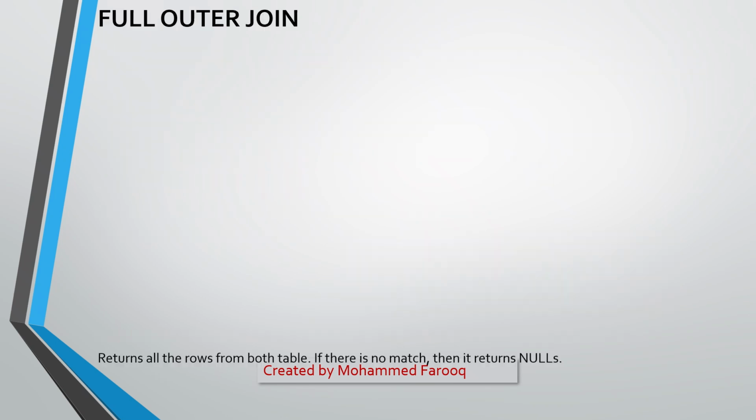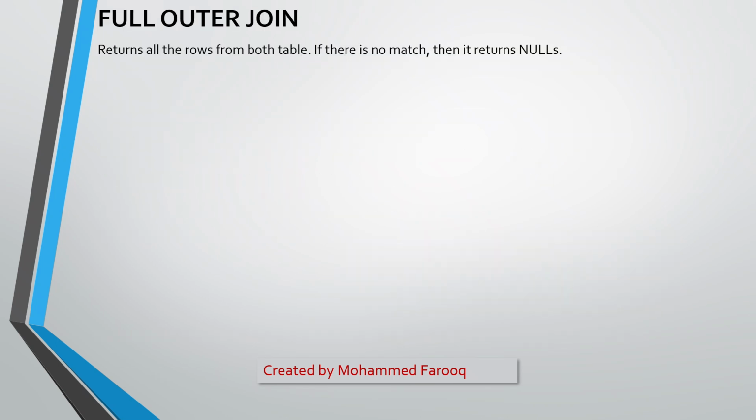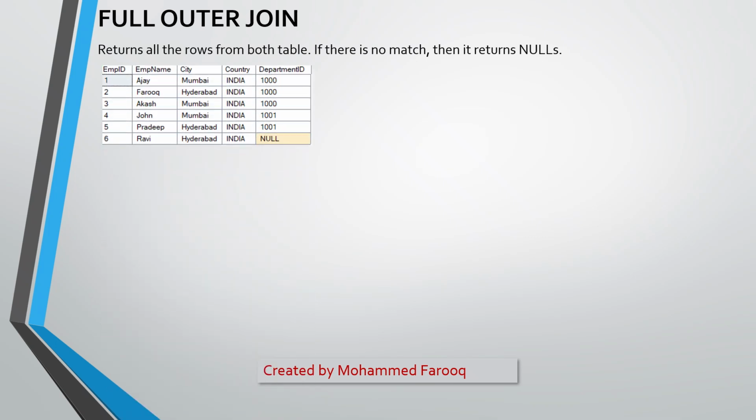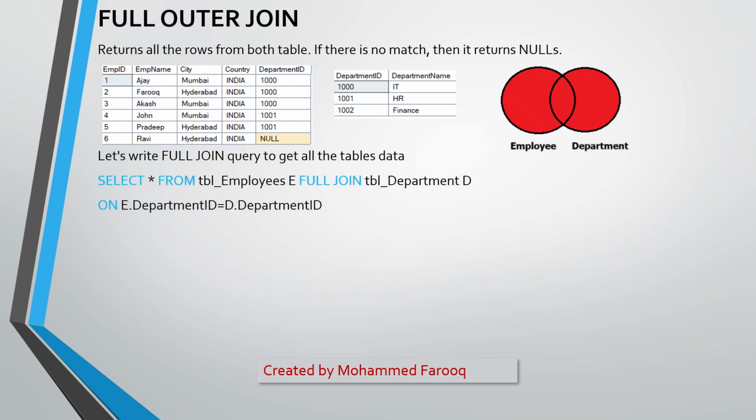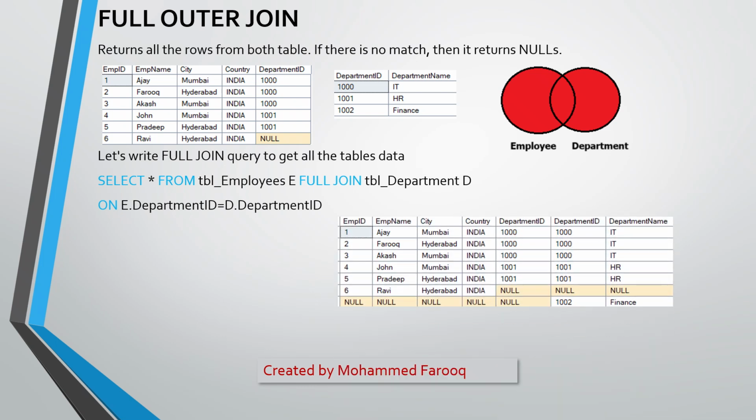Full outer join, full join, returns all rows from both tables. If there is no match, then it returns nulls. So this is the employee table and the department table. So when I perform full outer join, it displayed all the table data with nulls. So let's write the full join query to get all table data. Select star from employee E full join department D on E dot department ID is equal to D dot department ID. So this will be my result.